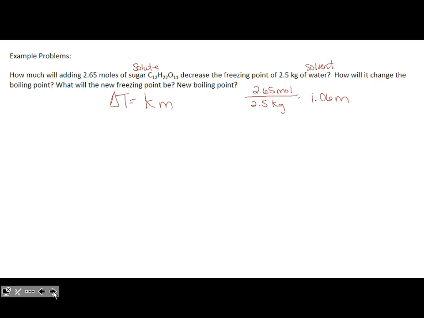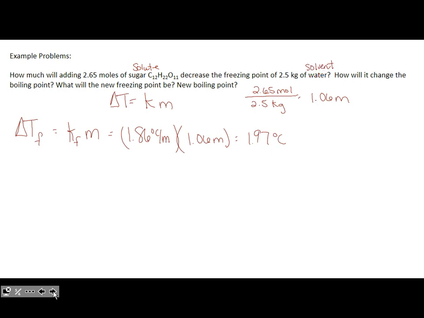So if we want to know the change in temperature of the freezing point, we're going to use the freezing point constant for water, our solvent, times the molality. The freezing point constant for water, you put in your notes, is 1.86 degrees Celsius per molal. And we just calculated the molality to be 1.06 molal. That's going to give us a change in temperature of 1.97 degrees Celsius.